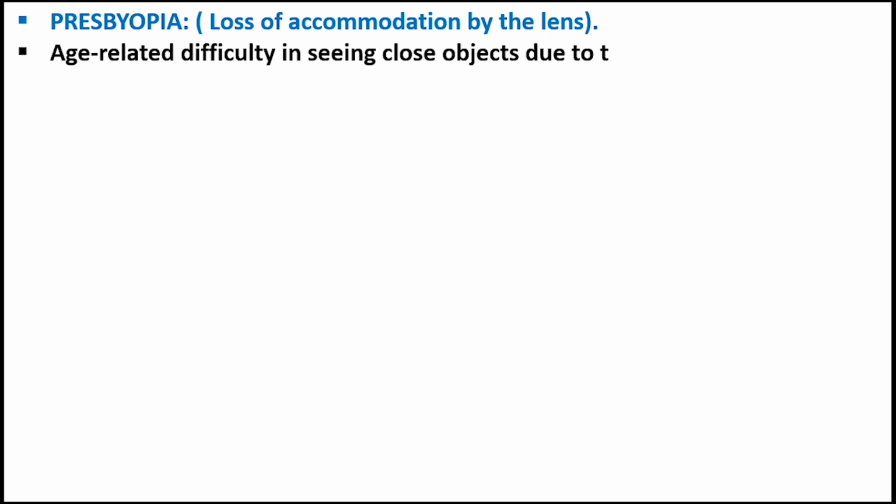Presbyopia, loss of accommodation by the lens. Age-related difficulty in seeing close objects due to the hardening of the lens, leading to reduced focusing ability.